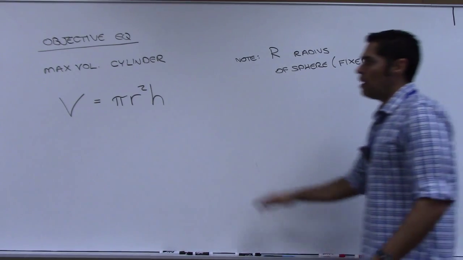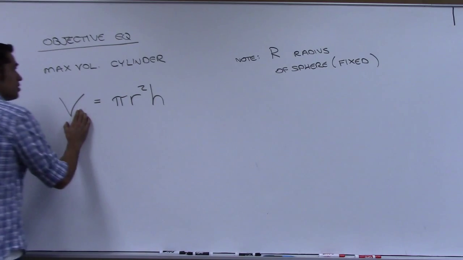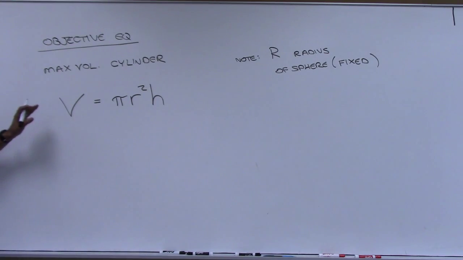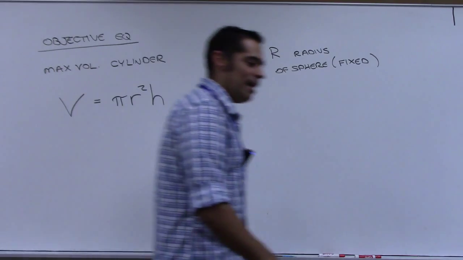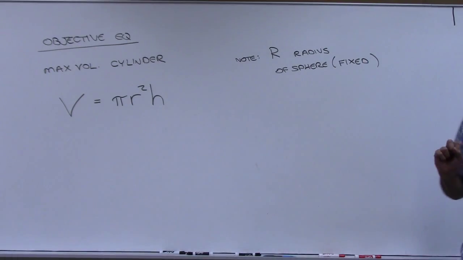So I have an equation. It has the volume, which is what I'm trying to maximize, right? I'm trying to maximize that volume. And it relies on two different variables. So I need to get it down to one. So I need a constraint, don't I? What's my constraint?